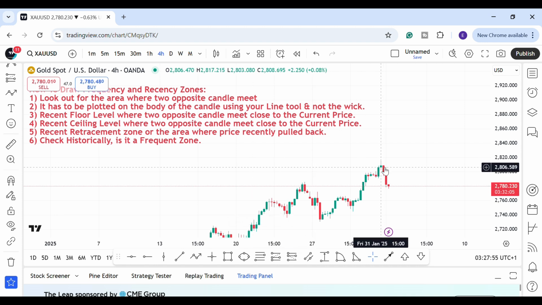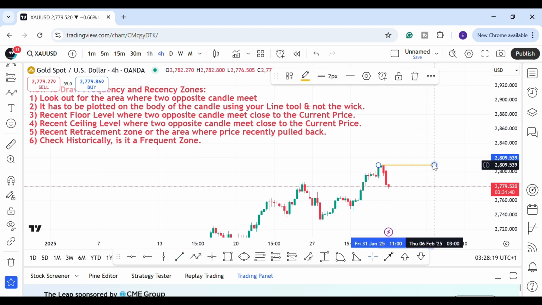Now remember you are told to look for the area where two opposite candles meet. These are one, two for the ceiling. Now take any of your tools. For me, I love to use my trend line tool. Number two, it has to be plotted on the body of the candle using your line tool and not the wick. So it has to be plotted on the body of the candles like this, using your line tool and not the wick.